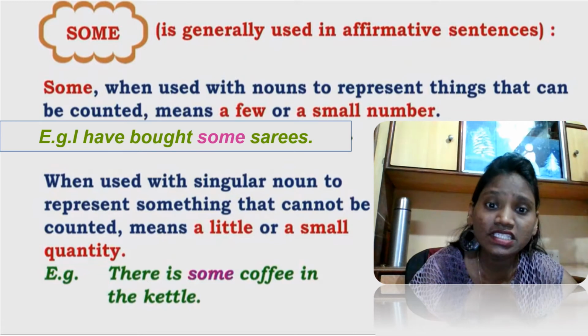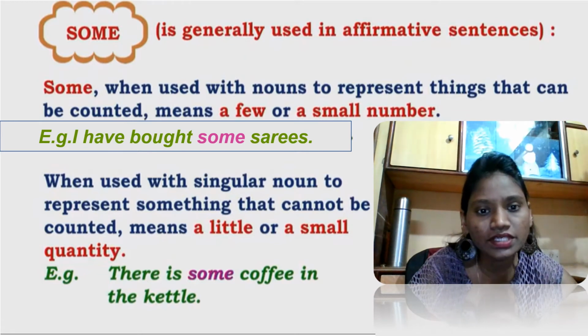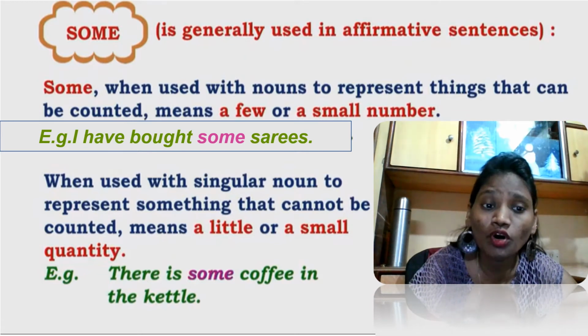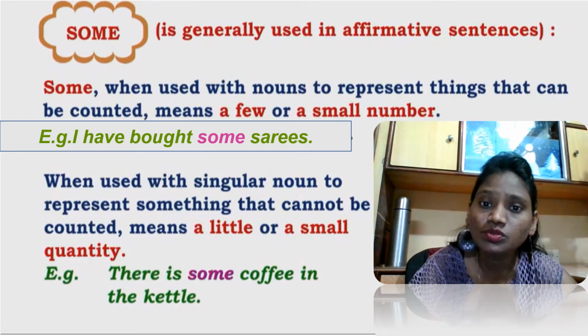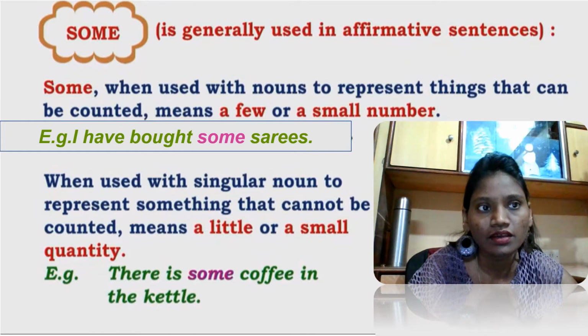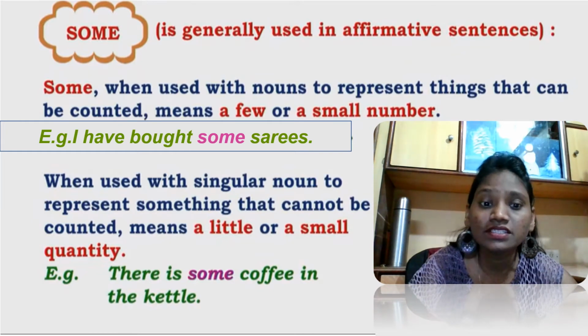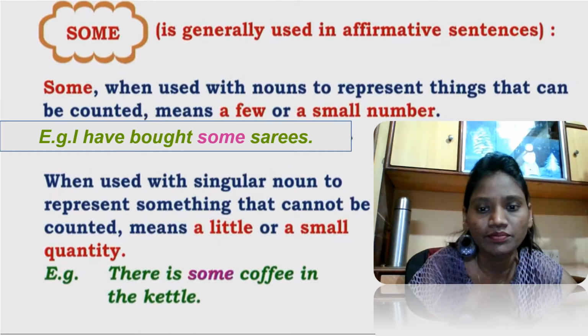When used with a singular noun to represent something that cannot be counted, some means a little or a small quantity. For example, there is some coffee in the kettle. Some, here it is uncountable.